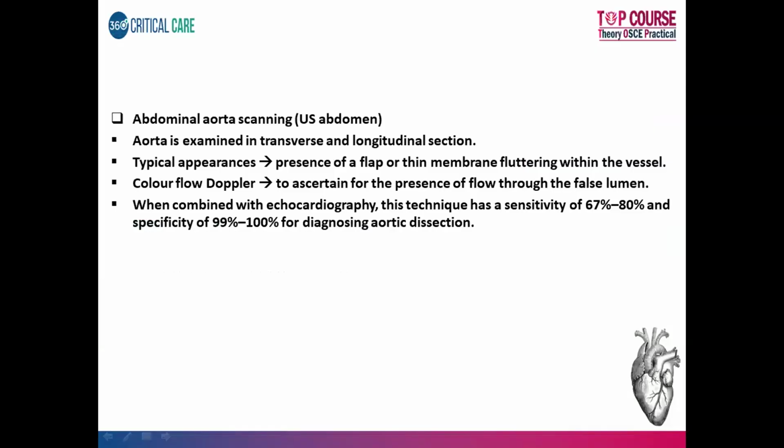So as I told, you do a transthoracic echo. Simultaneously, you also need to do the abdominal aorta scanning, which you can see in the USG abdomen. The typical appearances are the presence of a flap or a thin membrane fluttering within the vessel. And if you put a color Doppler, you will know the presence of flow through the false lumen. If you use both this abdominal aorta scanning along with the TTE, then the sensitivity is around 67 to 80% and the specificity goes up to nearly 99 to 100% for diagnosing an acute dissection.